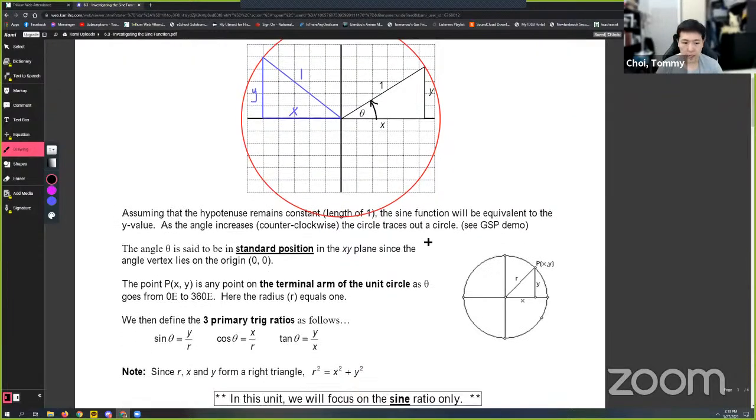So if this is the case, the trig ratios can be simplified to these three situations. Sine theta is y over r, which we just talked about. Cos theta is x over r. And then tan theta is y over x.